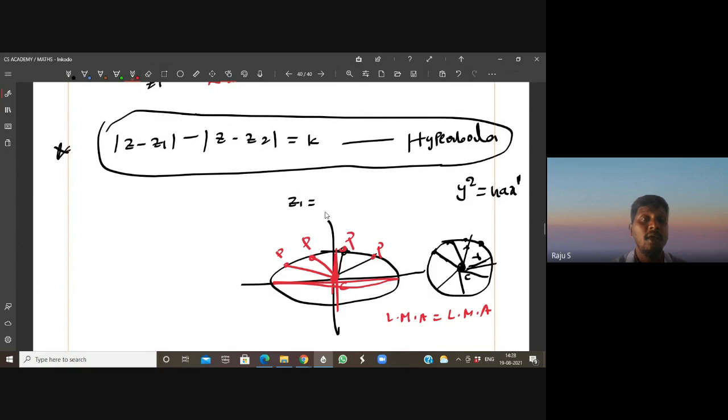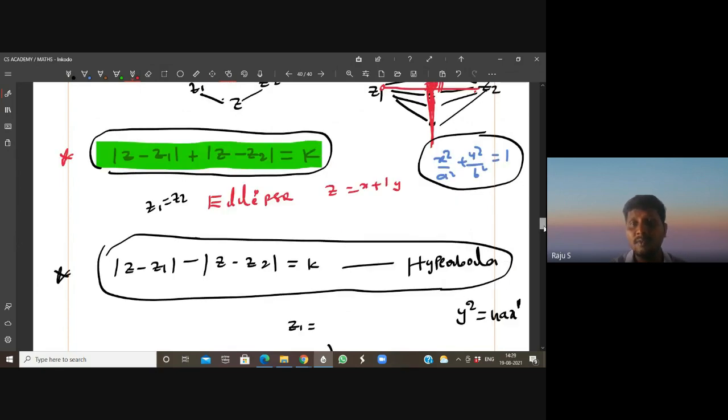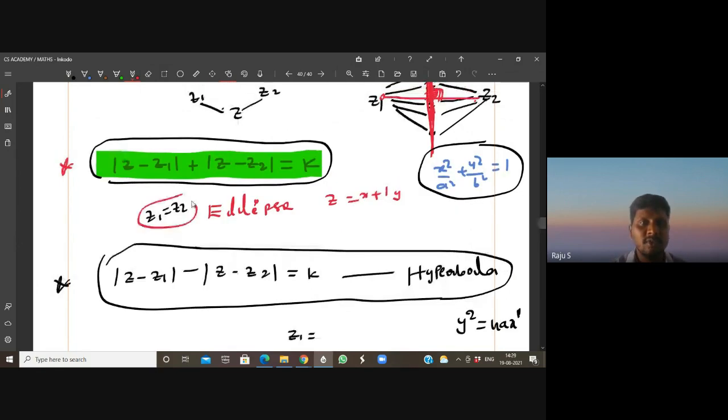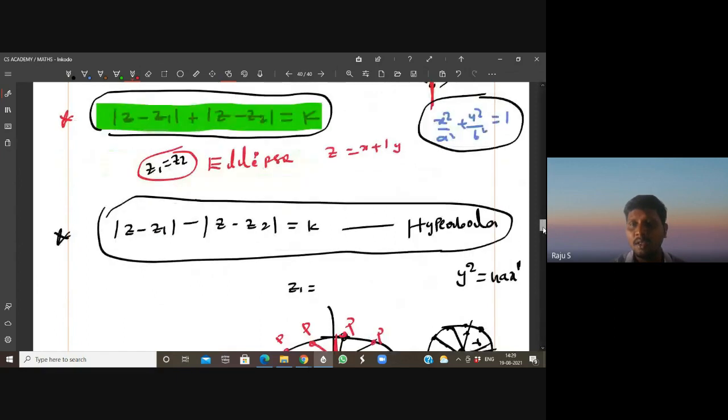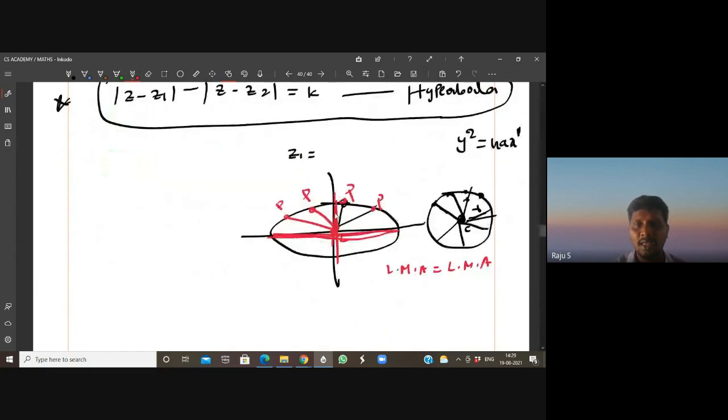So when is it possible? As I said, Z1 is equal to Z2. When Z1 is equal to Z2, this length must be equal to this length. When I take two lengths the same, this major axis and minor axis will be the same. Joining all the points will give a circle.